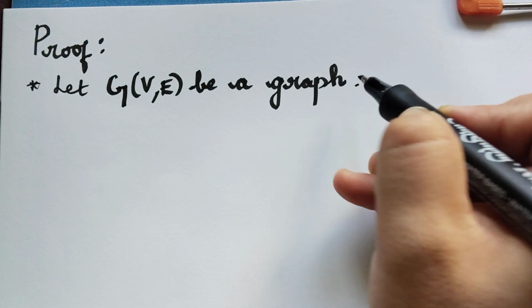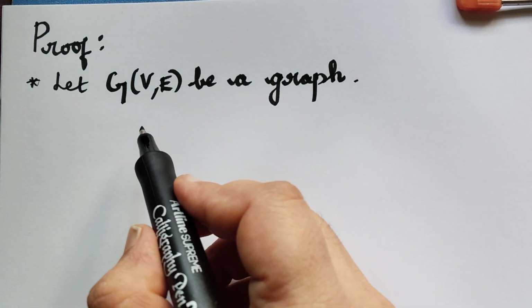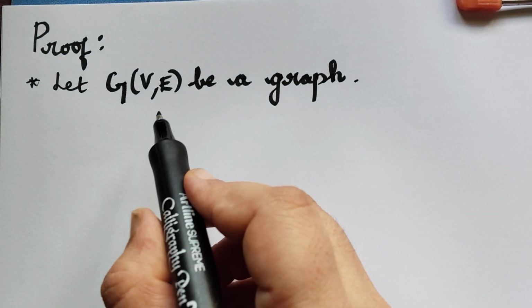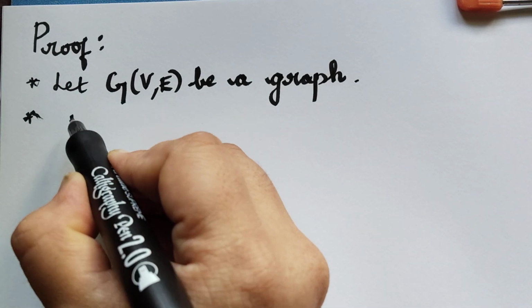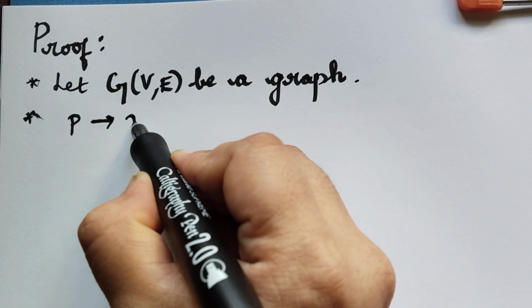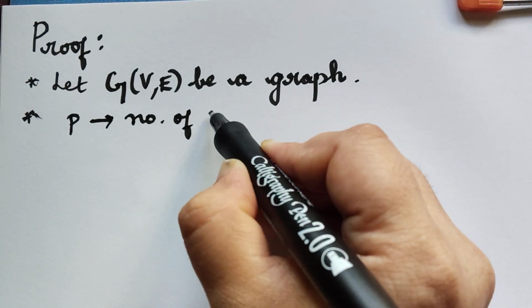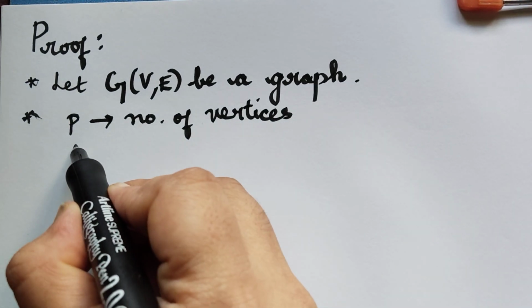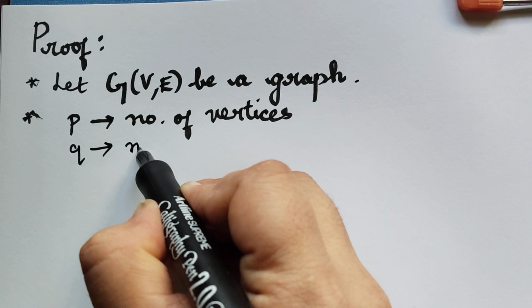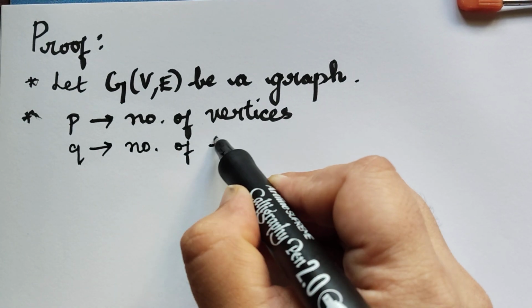So first we have to consider a graph G of V comma E, and second, we have to take P as the number of vertices and Q as the number of edges for this graph.